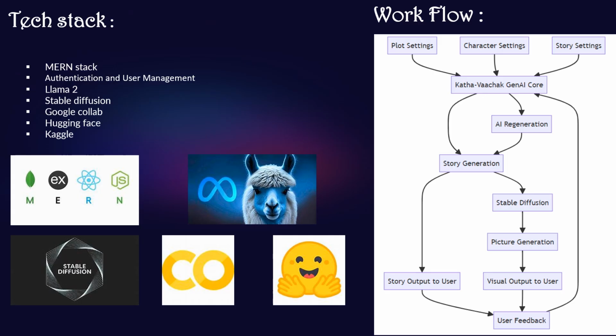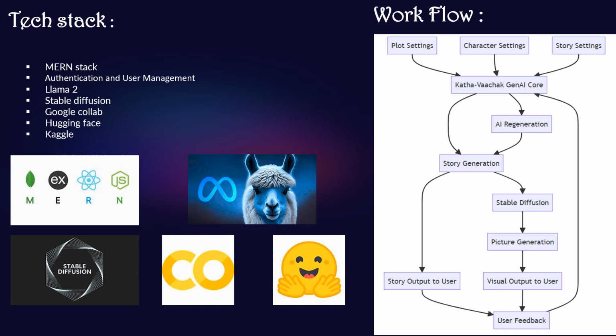The tech stack for the Katha Vaachak project includes the MERN stack for building the web application interface and backend. Authentication and user management to manage user access and profiles. Llama 2 for AI-driven story generation. Stable Diffusion for generating images that accompany stories. Google Colab for model training and experimentation. Hugging Face for accessing pre-trained models and deploying AI. Kaggle for data sourcing and model training.